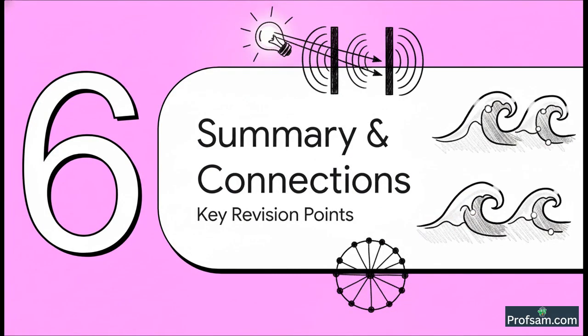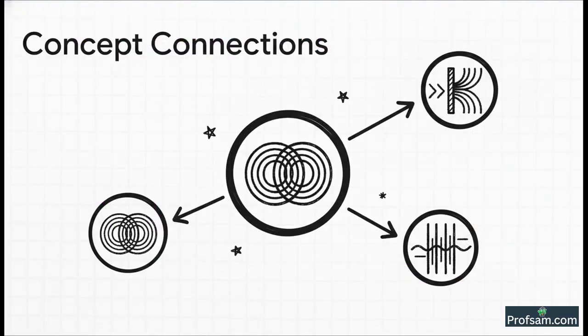Excellent. So finally, let's just quickly connect this topic to the rest of the chapter and summarize everything we've learned today. This will keep it fresh in your mind for revision. Please remember, interference is not some isolated topic. It is built on the idea of coherence, which is a prerequisite. And it directly leads us to the next very important topic, diffraction.